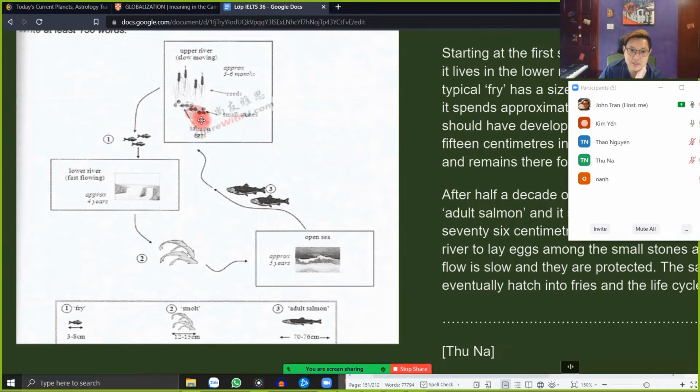And of course the eggs will hatch, they will hatch and become the fries again, and the life cycle continues.